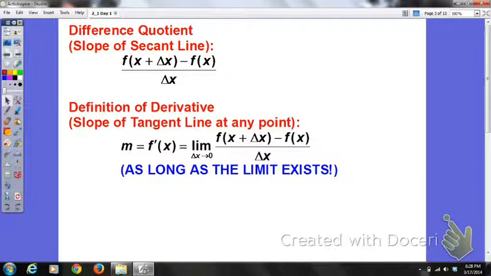In order to find the slope of the tangent line at a specific point, we're going to use the difference quotient. The difference quotient gives us the slope of the secant line. However, if we want to know the slope of the tangent line at any given point, we are going to find the limit as delta x, or as we talk about it, h, approaches 0 of our difference quotient, assuming that the limit does exist. So in order to find m, our slope, we are finding f prime of x, which is one way that we can represent derivatives, by finding the limit as delta x approaches 0 of our difference quotient.